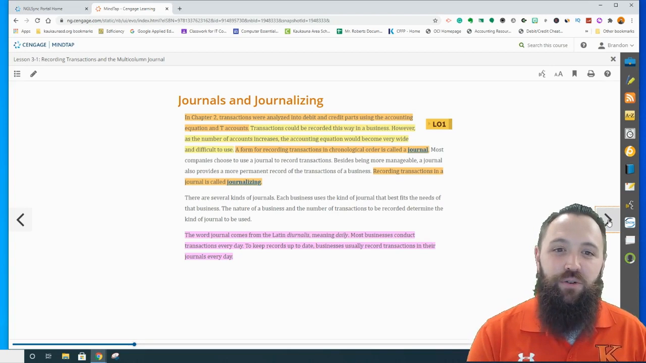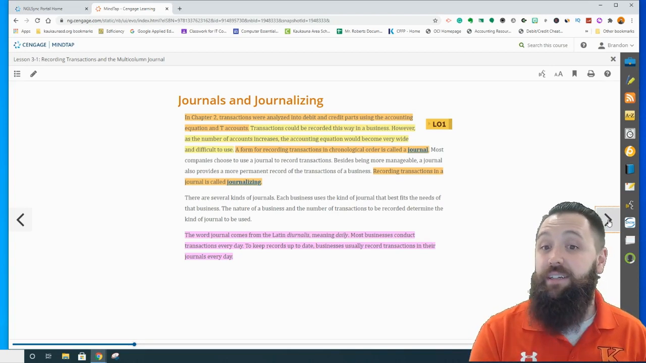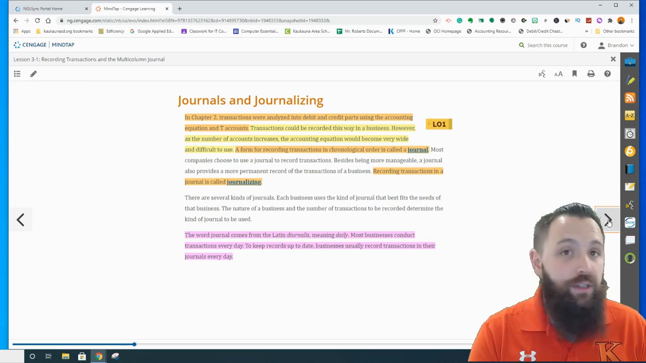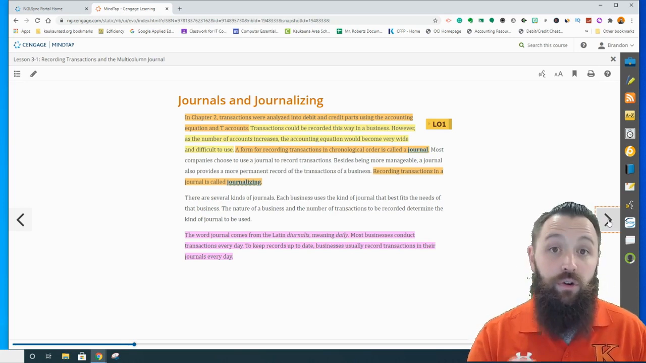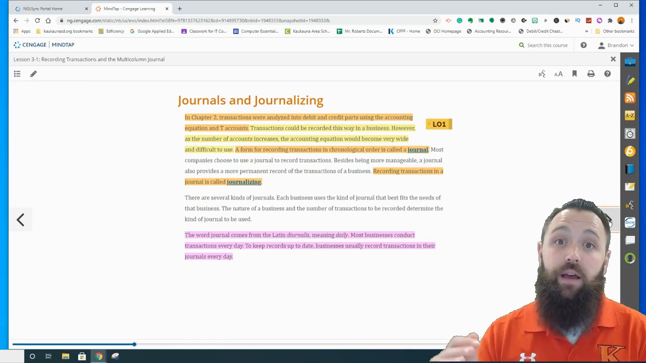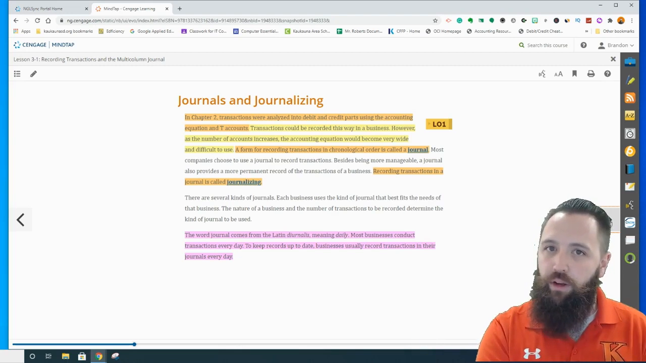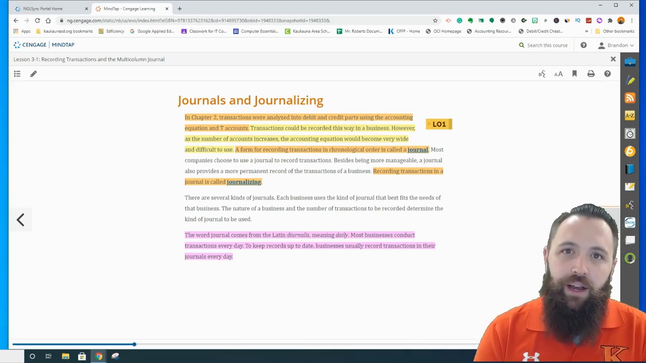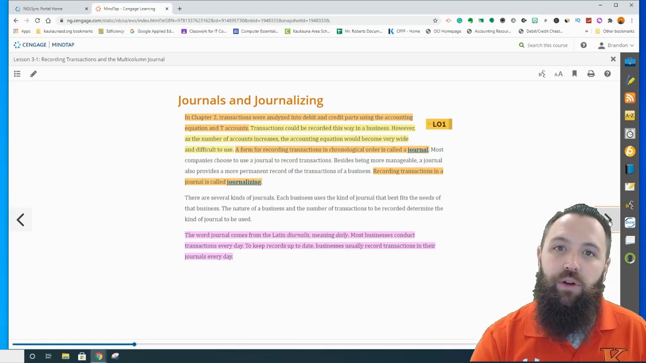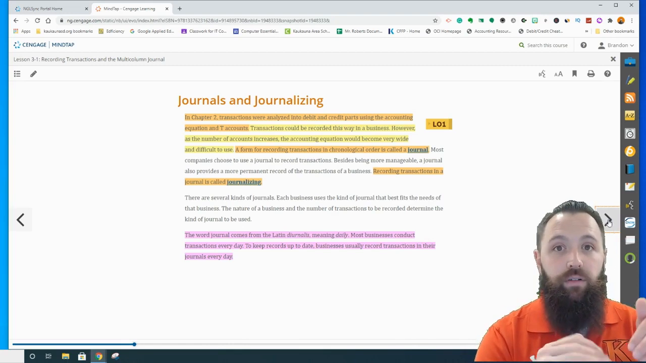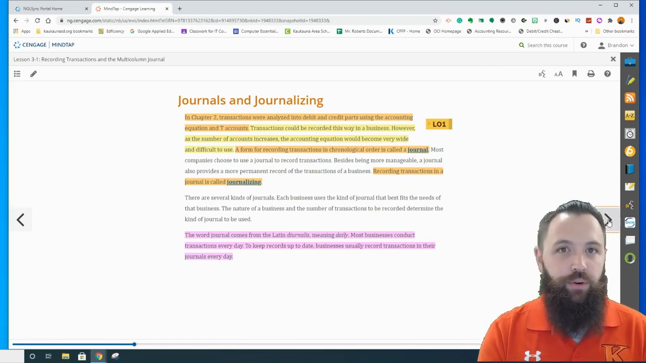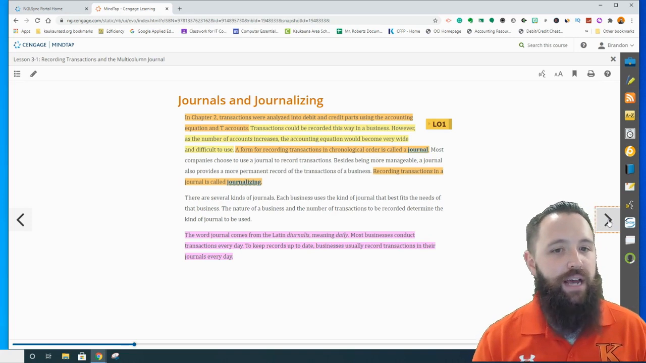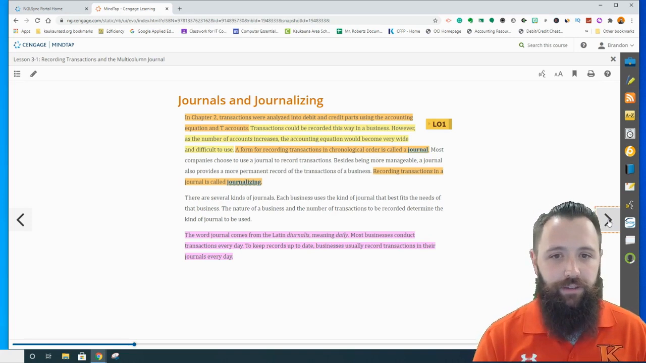It says in Chapter 2, we analyzed transactions into debit and credit parts using the accounting equation and T accounts. So remember, initially we did assets equals liabilities plus equity, and we just wrote it right underneath those, right? And then we got a little bit more specific, and then we created T accounts. So we were affecting, let's say, cash and supplies, and we wrote in debit and credit parts how exactly that was going to be affected.